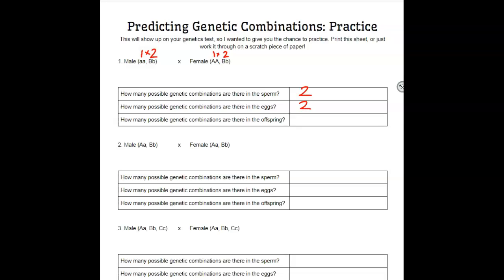And then looking at genetic combinations in the offspring, sometimes my students get a little bit confused about how we arrived at some of these numbers. So you have 2 options. You can solve this in 2 different ways. Number one, you can do a Punnett square.